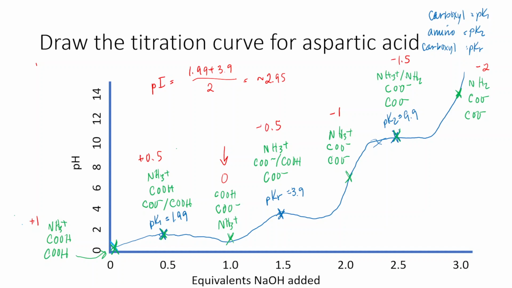Any questions? Yeah. The half equivalence point is where we do the Henderson-Hasselbalch, that's where the pH is equal to pK because it cancels? Yeah, so at the half equivalence point, the pH is the pK, and that's where you have about half and half of the ionized species.